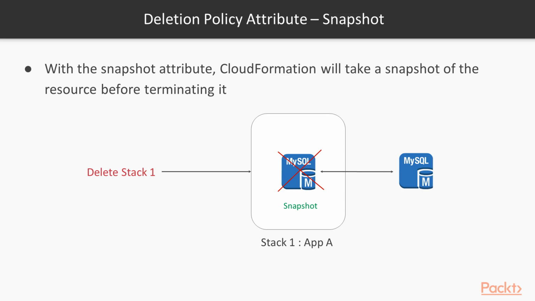So let's go back to the practical and see how exactly this would work. Now, one important part to understand is that the snapshot deletion policy cannot be applied to each and every resource. It only applies to specific resources where snapshotting is possible, like RDS databases or EBS volumes. Those are the places where the snapshot feature is available, and this specific snapshot attribute can only be applied there.